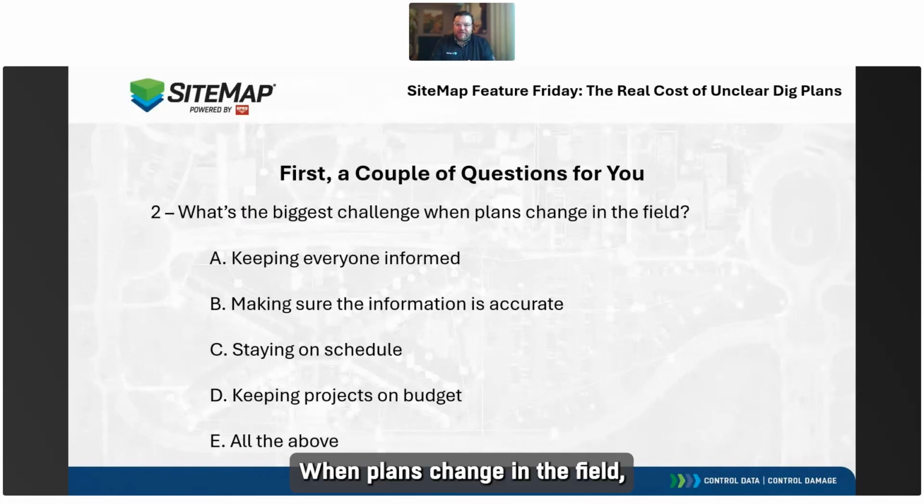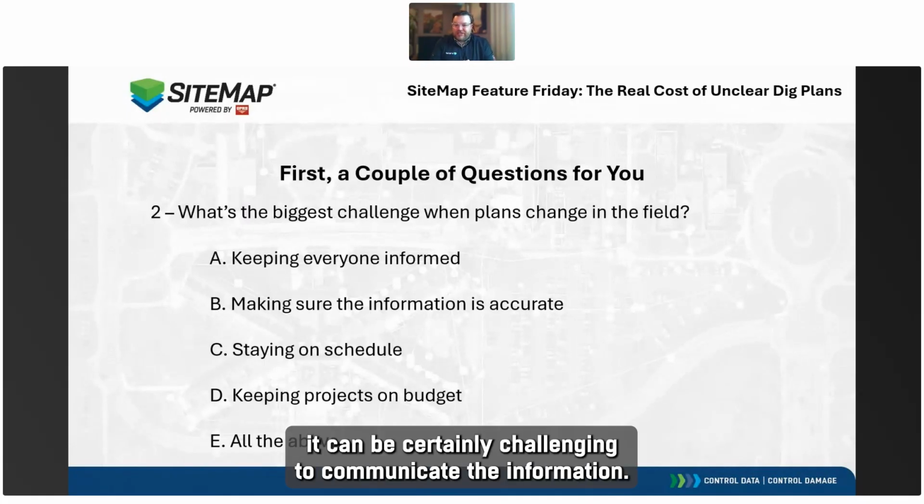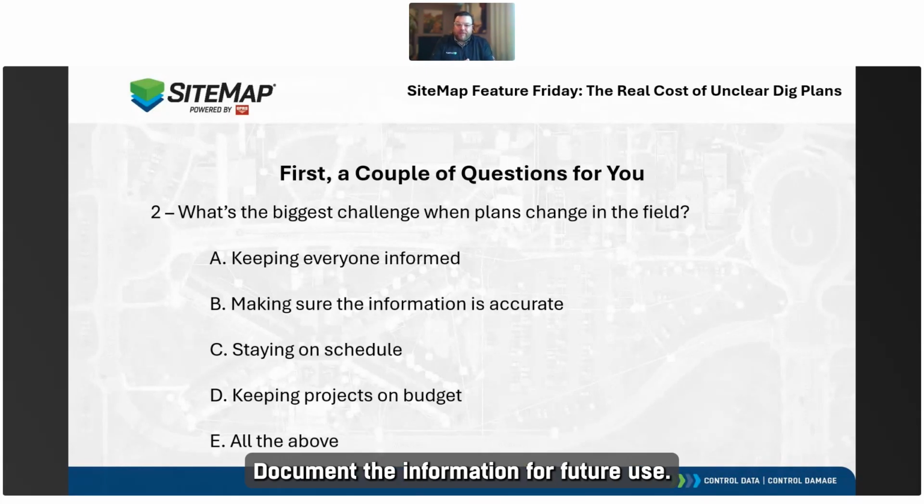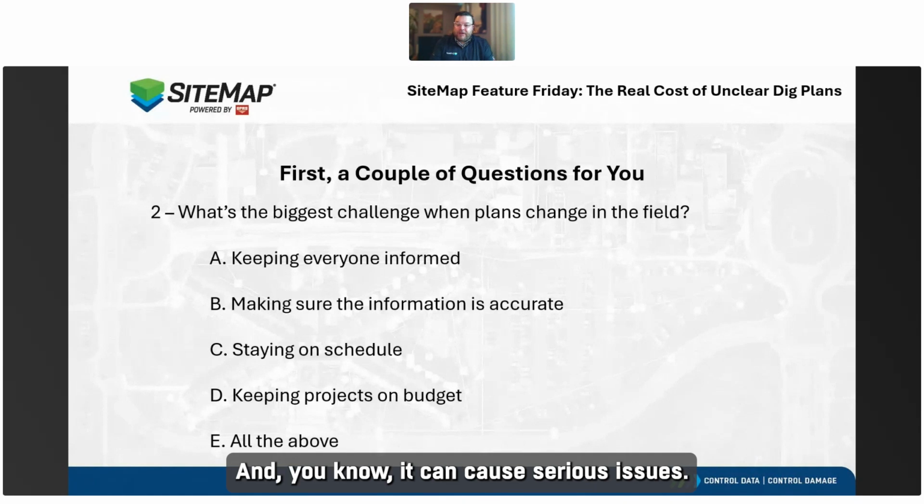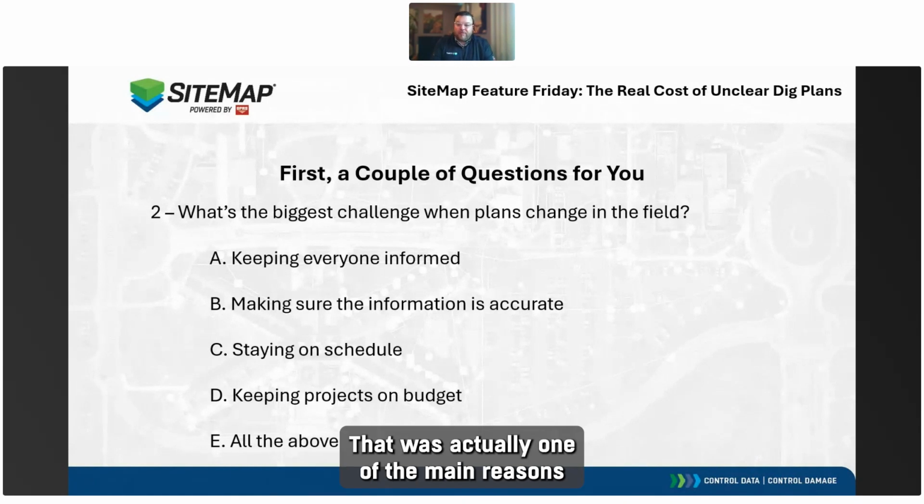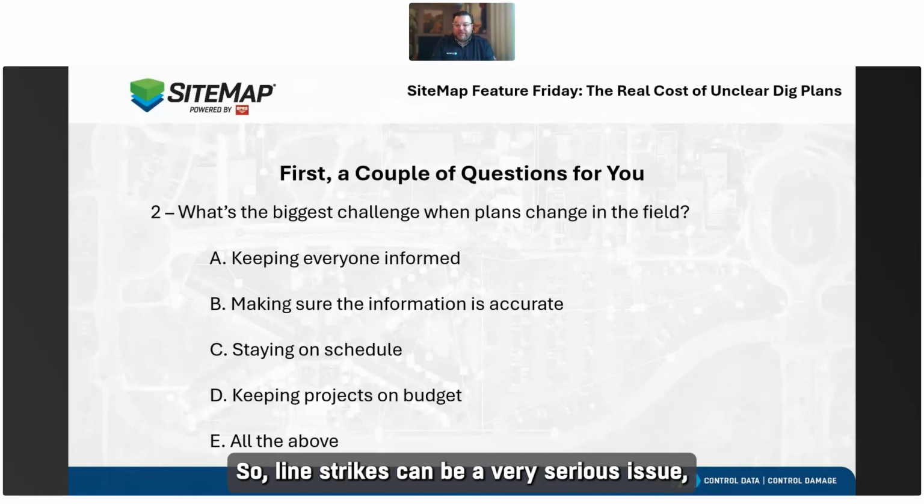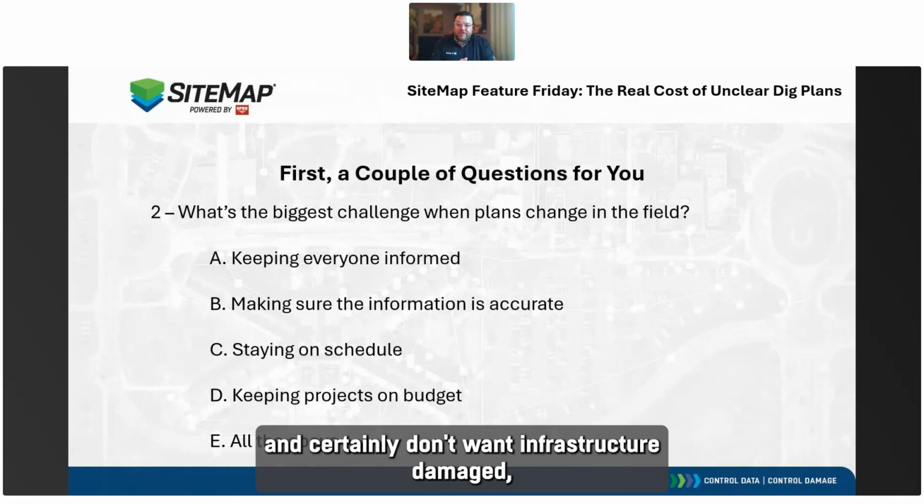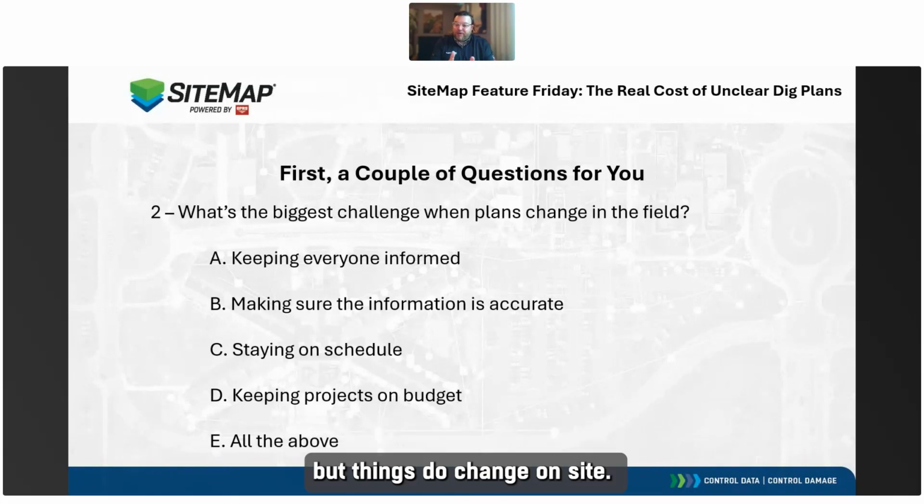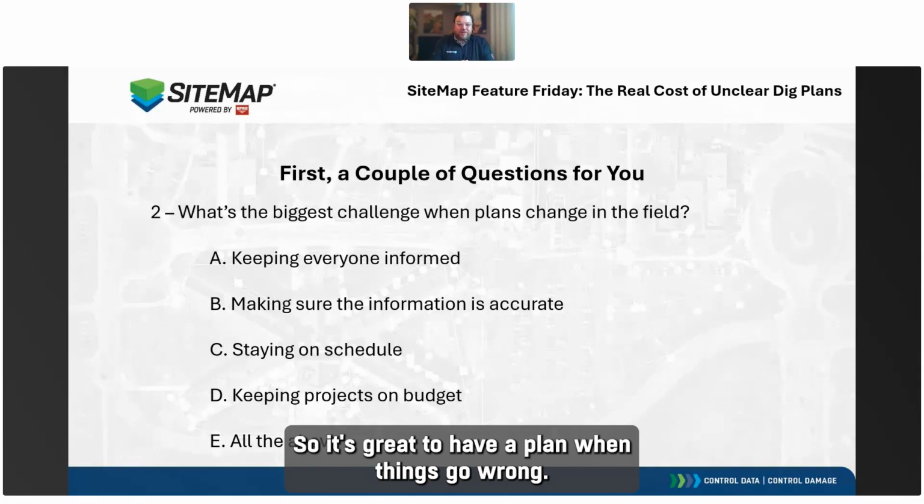When plans change in the field, it can be certainly challenging to communicate the information and document it for future use. It can cause serious issues. That was actually one of the main reasons why lines are struck: lack of communication in the field. Line strikes can be a very serious issue, and we certainly don't want infrastructure damaged. But things do change on site. It's a common occurrence, and they do happen. So it's great to have a plan for when things go wrong.